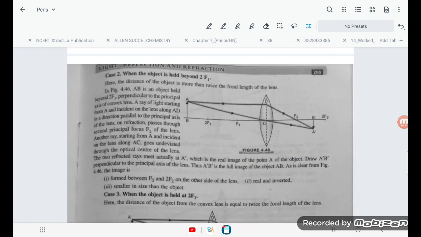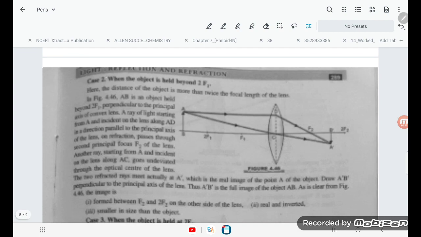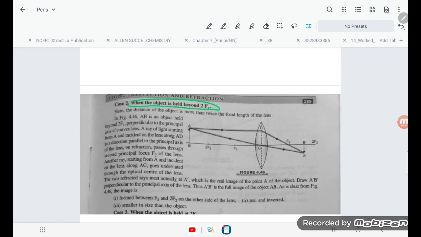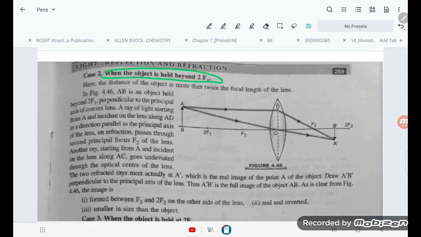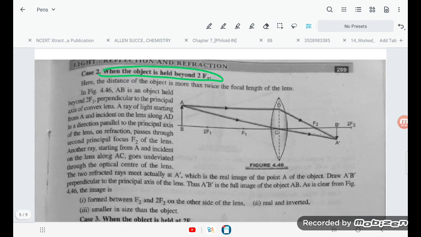Let us try to understand case second, student. When object is held beyond 2f1. So if the object is beyond 2f1, student, then what is going to happen? Then the image will be formed before 2f2. Here the distance of the object is more than twice the focal length.